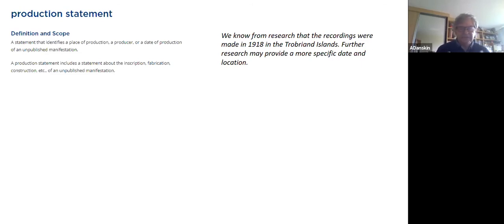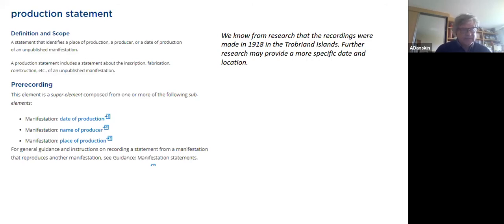We might eventually find more specific information about this because research into these resources is ongoing in the communities where they were recorded. So, production statement actually is a super element. It has 3 sub-elements: date of production, name of producer, and place of production. In my application profile, only the date of production is required. So I'm only going to record that one.